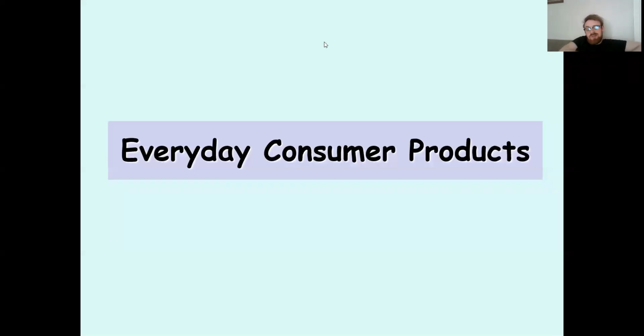Hey guys, and welcome to the Everyday Consumer Products revision video. This isn't going to be a very long one. There's not a lot that you need to know for everyday consumer products. Essentially, the two main things are alcohols and carboxylic acids. Okay, so let's go through it.